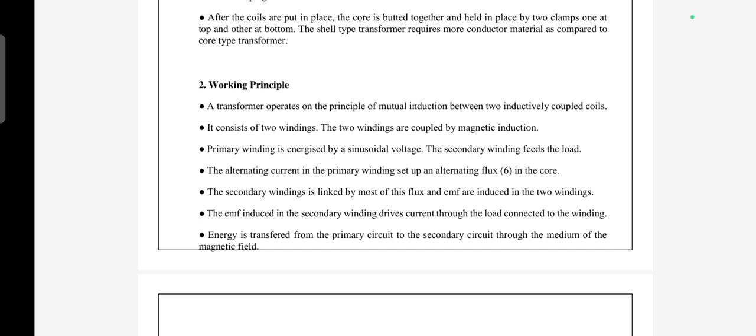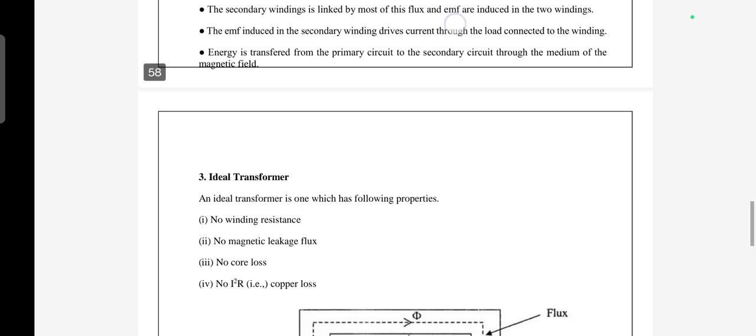Here the alternating current in the primary winding sets up an alternating flux in the core, and the secondary winding also creates a flux, where the EMFs are induced in the two windings. The EMF induced in the secondary winding drives current through the load. Here the energy is transferred from the primary circuit to the secondary circuit through the medium of the magnetic field.